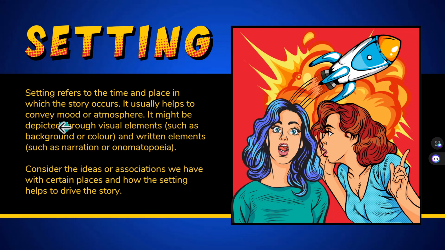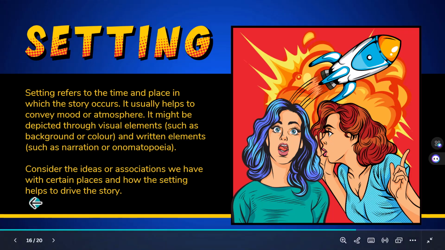So now we have settings, which refers to the time and place in which the story occurs. It actually helps to convey mood or atmosphere. It might be depicted through visual elements such as background or color, and written elements such as narration or onomatopoeia. Consider the ideas or associations we have with certain places and how the setting helps to drive the story. So we have the settings as well.